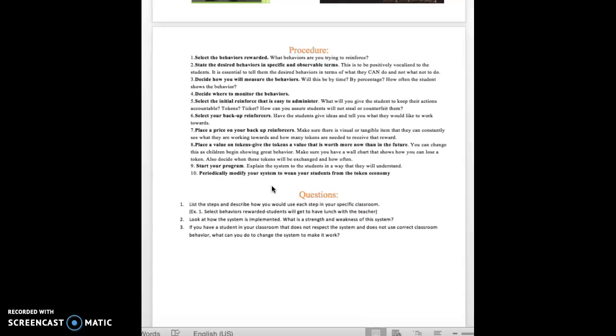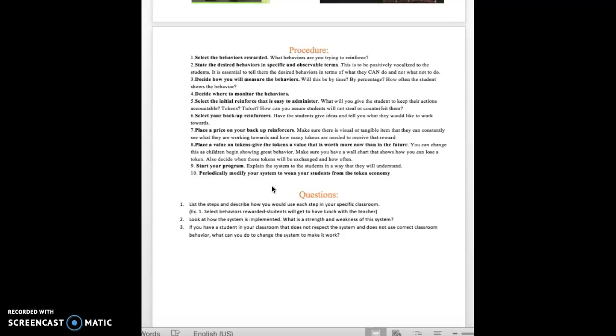Number two, state the desired behavior in specific and observable terms. So for students, you want to positively vocalize this. You don't want to use cannot, you want to use the word can. So it is essential to them that desired behaviors be in those kinds of terms and not, oh, you cannot do this or you cannot do that.